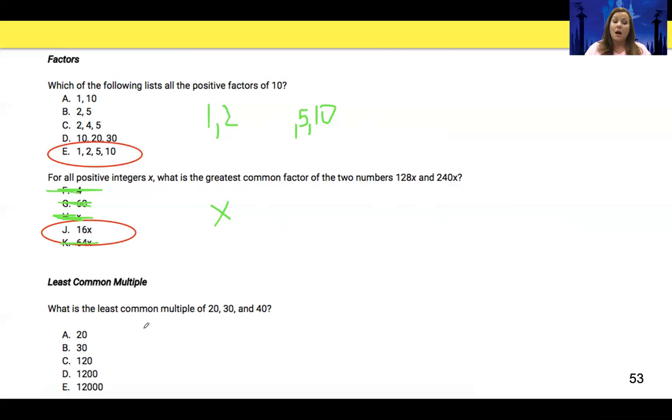What is the least common multiple of 20, 30, and 40? Again, you can write it out or you can put it in your calculator, and you're going to get 120. And you actually could leave 20 out here because 40 is a multiple of 20. So if you just found the least common multiple of 30 and 40, it's the same thing. Little shortcut there.